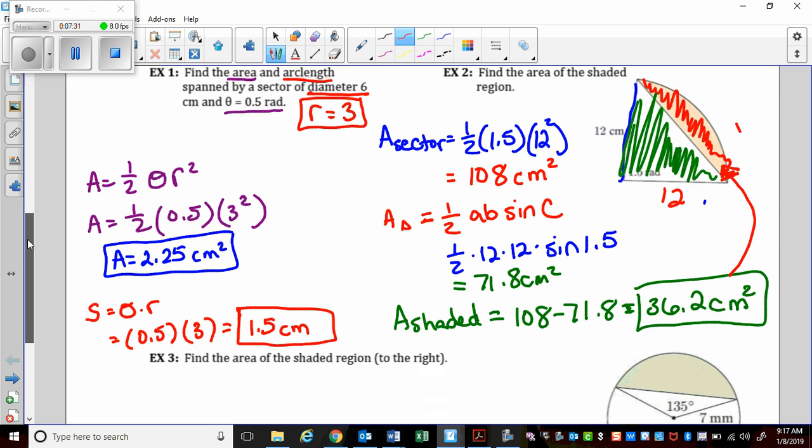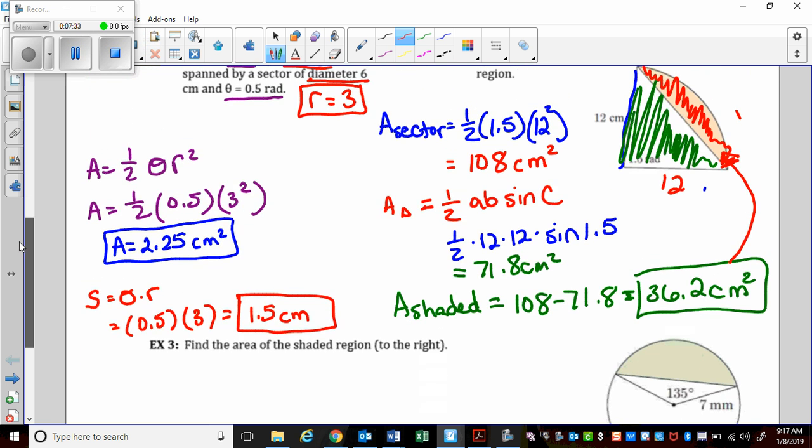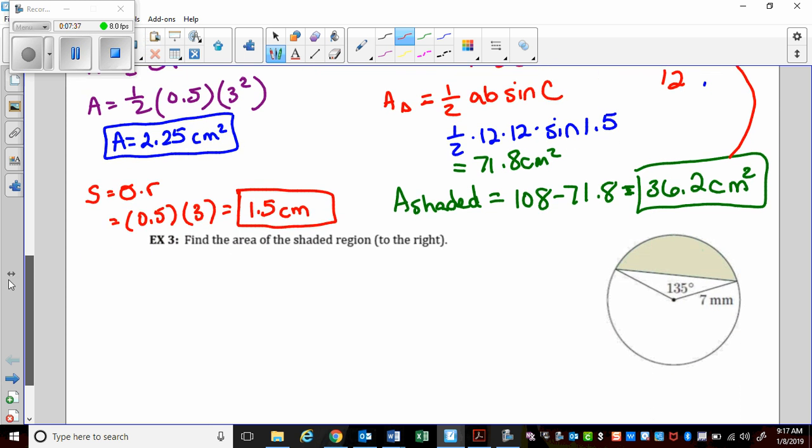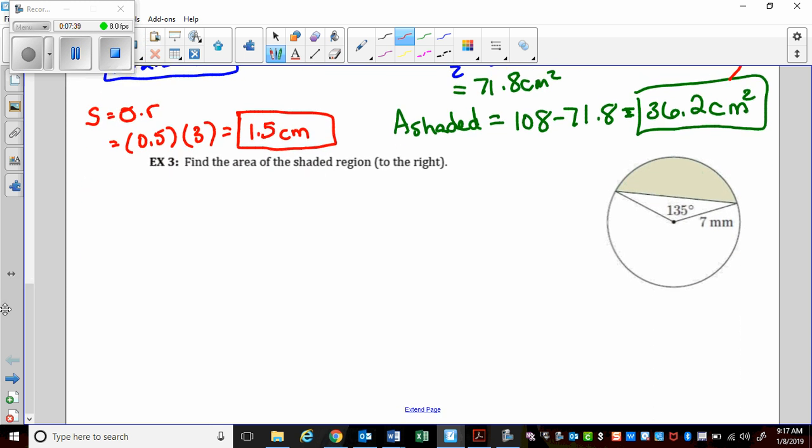Alrighty, let's try another example. It's very similar to the one above, example 2. Example 3 says, find the area of the shaded region to the right. So we have our angle in degrees. We cannot have our angle in degrees. You have to change it into radians. So first I'm going to do that.